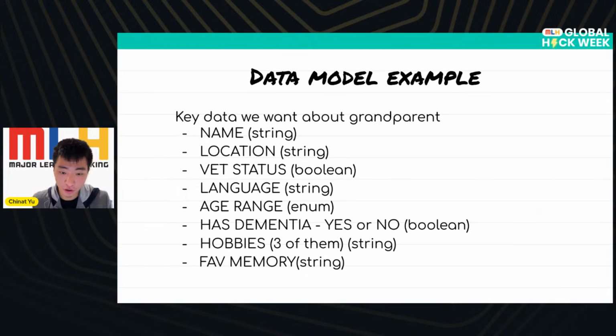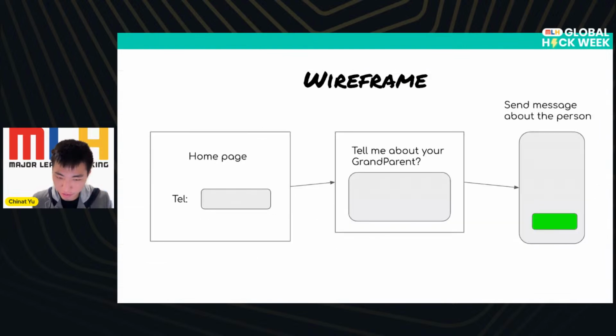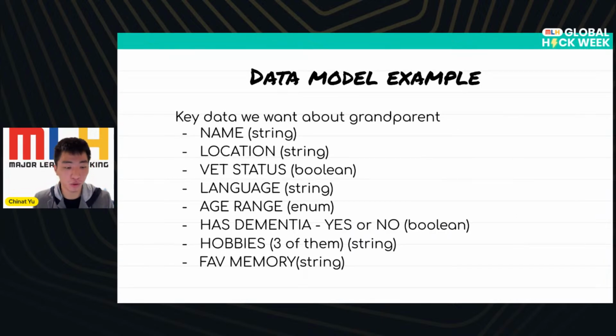In addition to your wireframe, which is more about the front end and how that front end design should look, you also want to know a little bit more about how the data model would look as well. And so, for example, here, key data that we want to potentially know about the grandparents includes name, where they're currently based in terms of location. Are they a veteran, right?